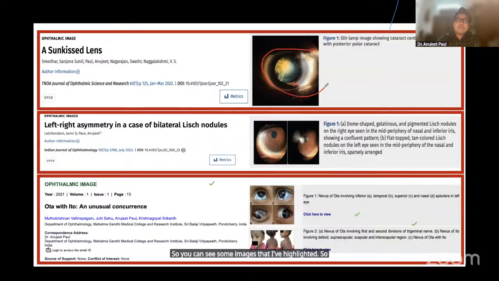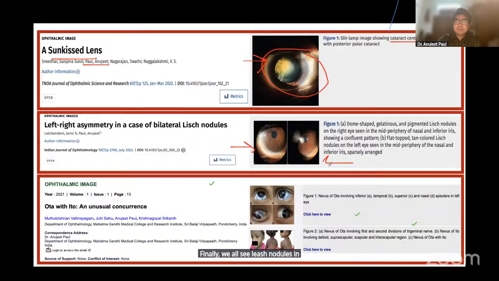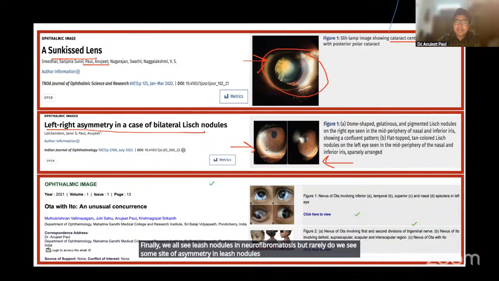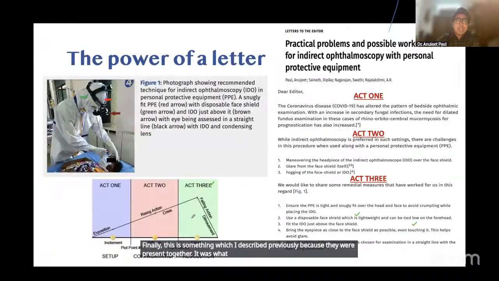This is a rare photo of a very different posterior polar cataract presenting with a very bookish type of cataract called cataracta centralis pulverulenta. So this got a publication because it had a very unique name with a unique cataract, very uniquely photographed. Finally, we all see Lisch nodules in neurofibromatosis, but rarely do we see asymmetry in Lisch nodules. So this is one type of structural Lisch nodules, and this is another type, and it was presented for its asymmetry. Finally, this is something which I described previously because they were present together.